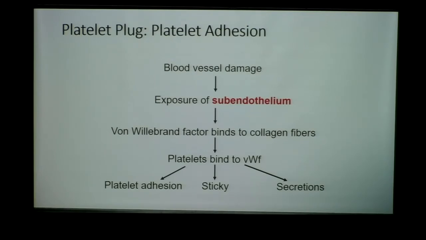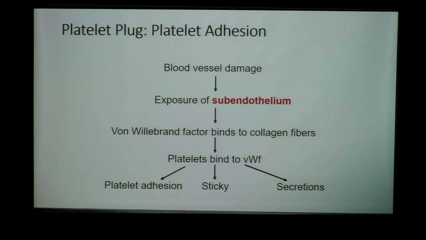We have that endothelial layer, we've got the subendothelial layer, which is basically loose connective tissue. We've got collagen, elastin in that layer. And so when we expose that subendothelium to the blood flowing in the lumen, that von Willebrand factor, which is floating around in our blood, right? It's always in our blood, being exposed to this area of the vessel, it starts to stick to those collagen fibers.